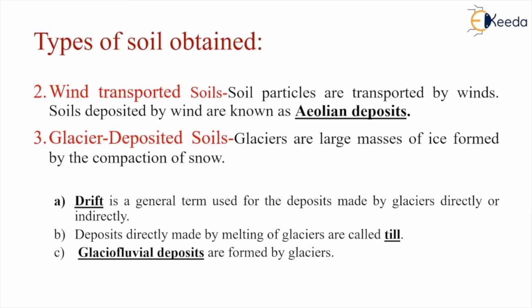The next variety is glacier deposited soils. Before that, let us know what glaciers are. These are large masses of ice which are formed by the compaction of snow. Generally, drift is a term used for the deposits made by glaciers directly or indirectly. But deposits directly made by melting of glaciers are called till. Glaciofluvial deposits are also formed by glaciers. So this is an important term which has to be remembered.